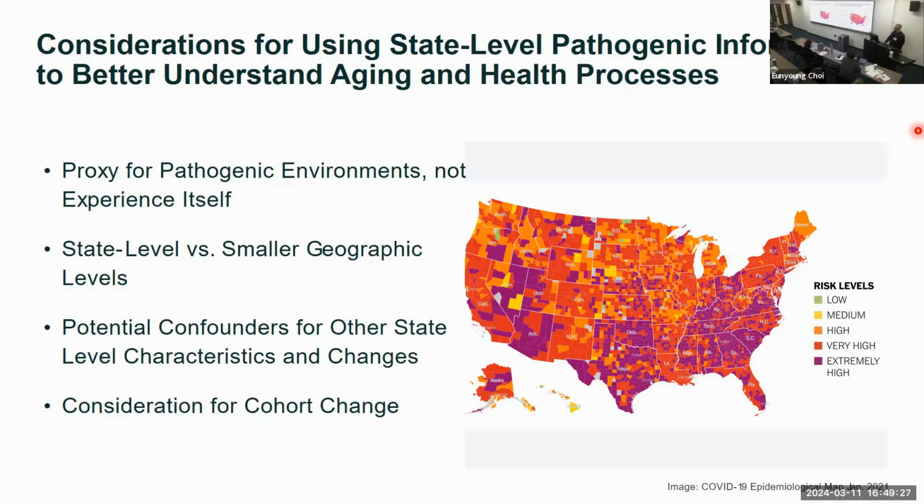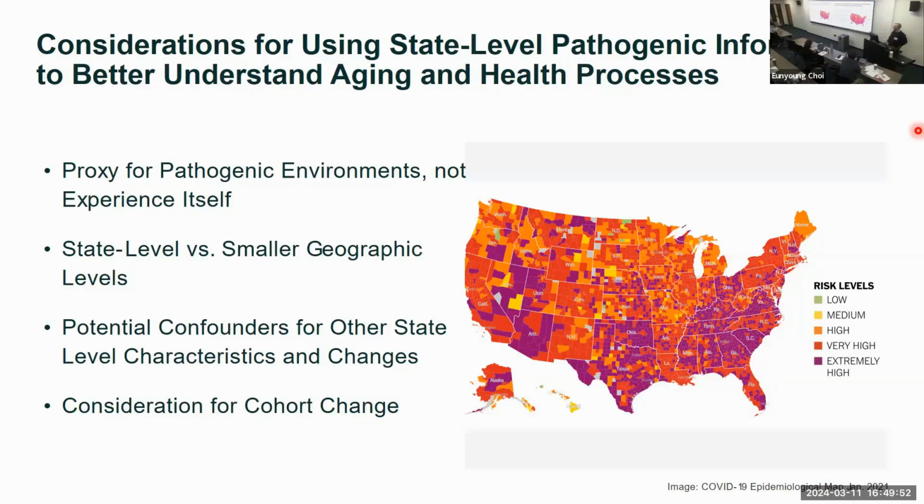And then there are other potential confounders for other state level characteristics and changes. So the states that had better pathogen exposures, I could possibly see having better policies overall, whether it's education policies, sanitation policies, those types of things that might be confounding. I still think there are theoretical reasons to think about pathogenic exposure, but there might be other things that we have to consider.